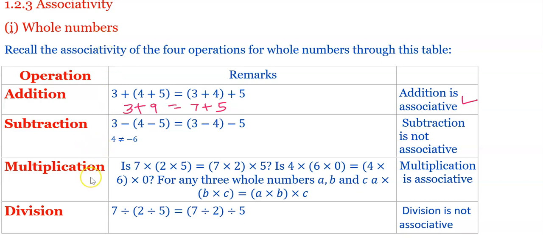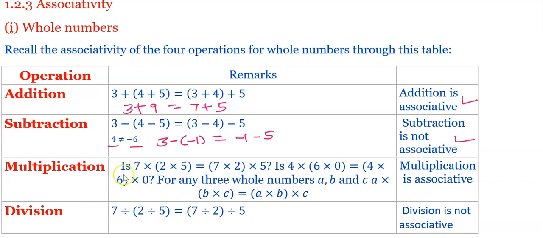Okay. Subtraction, that is 3 minus, in bracket, 4 minus 5. If we solve this, 4 minus 5 means what? You will get minus 1. And what about here? 3 minus 4, you will get minus 1, and here minus 5, that is minus 6, is not equal to 4, and therefore we'll say that subtraction is not associative for the whole numbers.